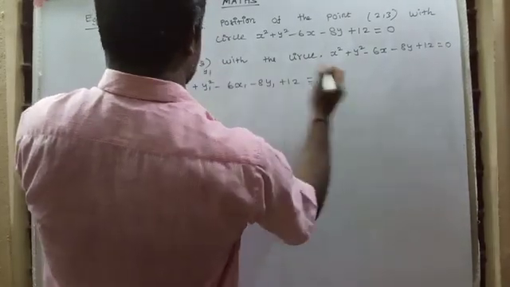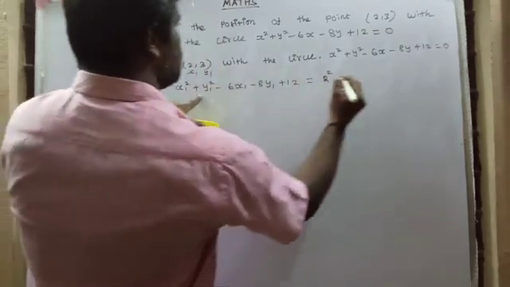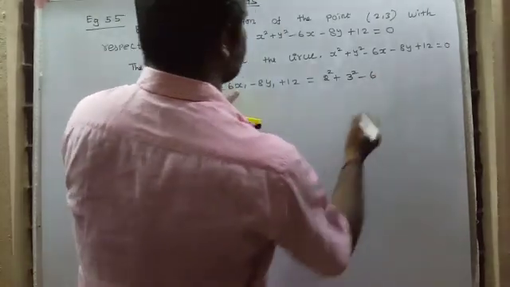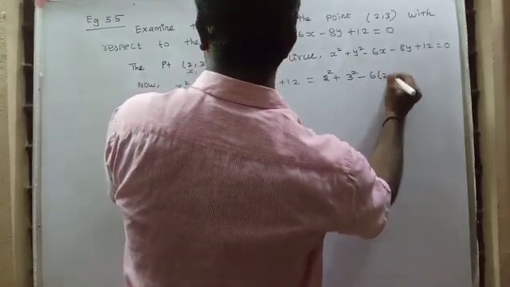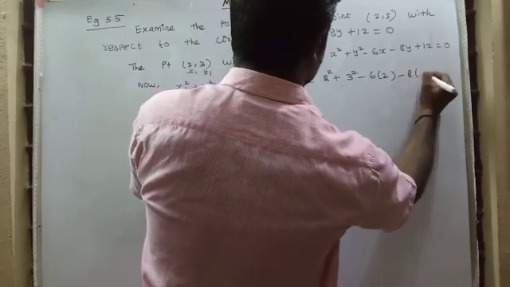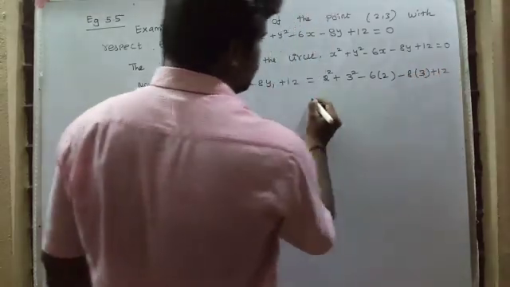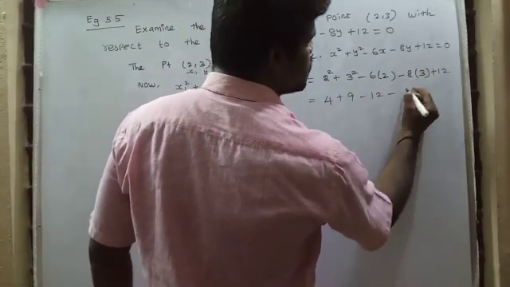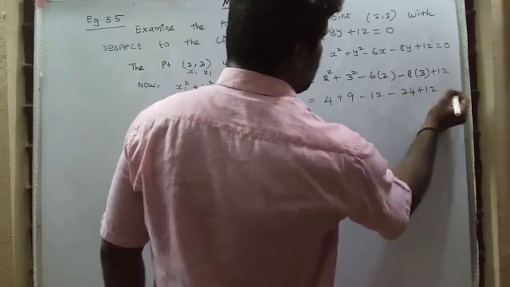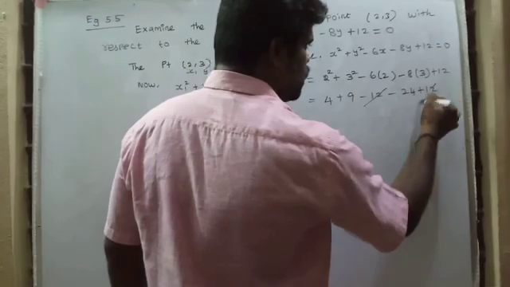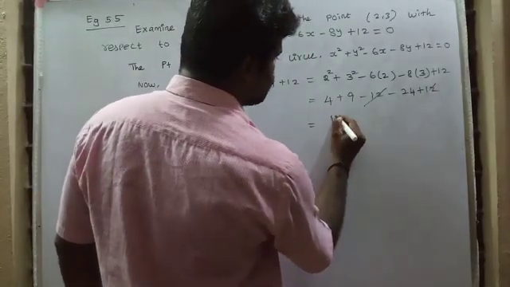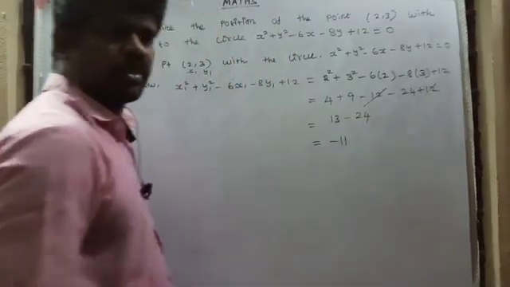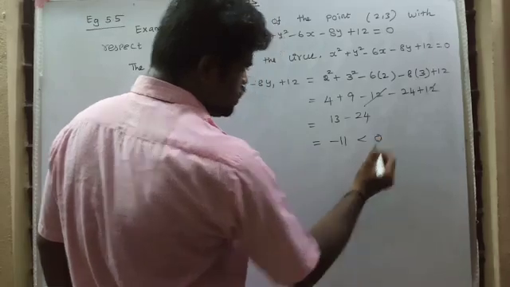Here x1 squared is 2 squared plus y1 squared is 3 squared minus 6 into x1, which means 2, minus 8 into y1, which is 3, plus 12, which is equal to 4 plus 9 minus 12 minus 24 plus 12. Here minus 12 plus 12 cancel and this is 13 minus 24. The value is minus 11. Minus 11 is less than 0.